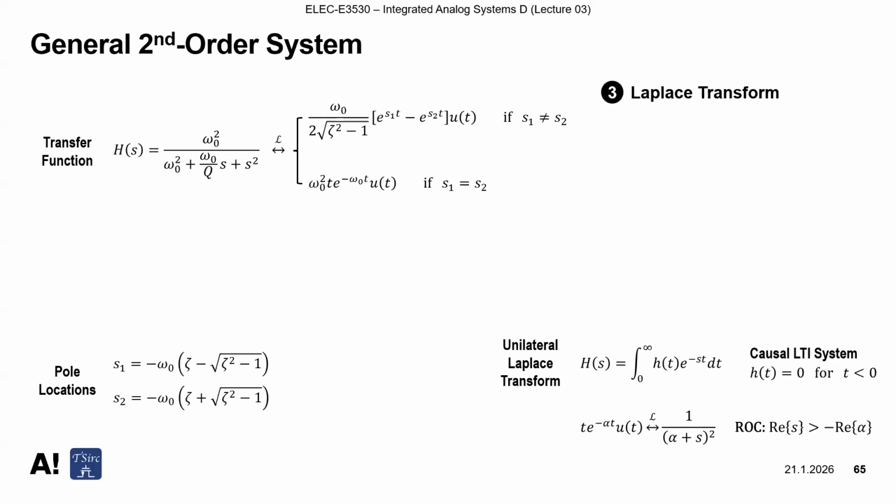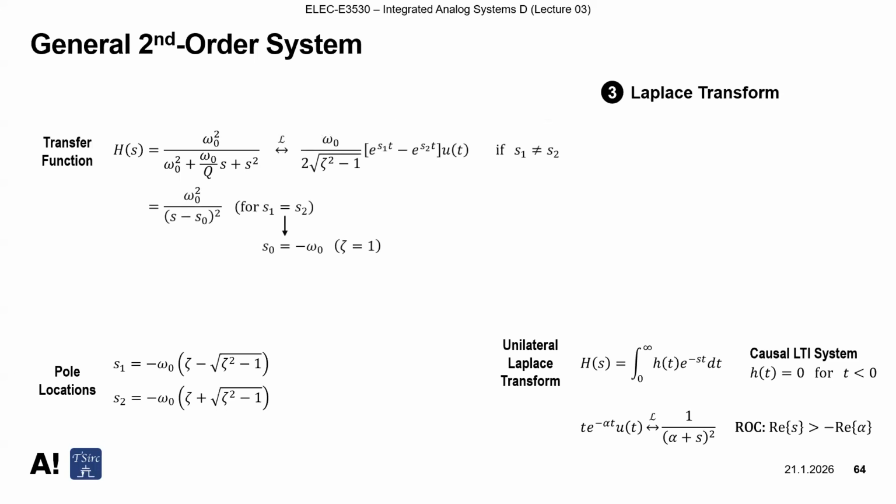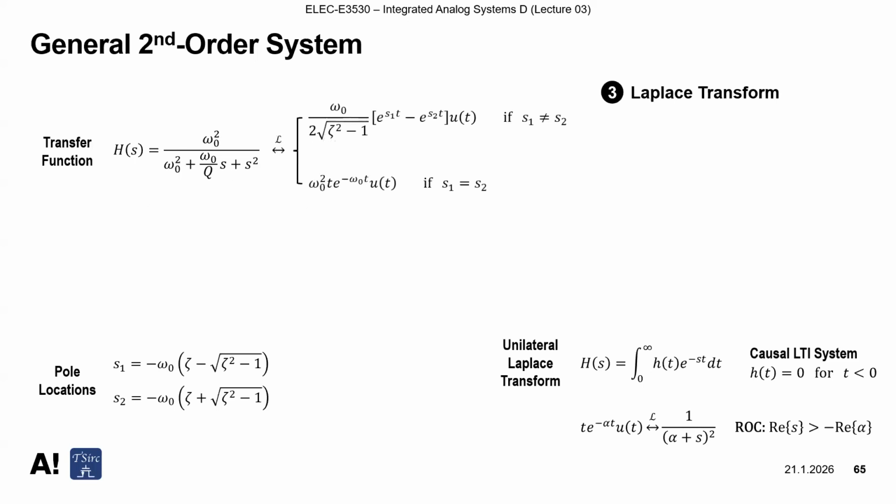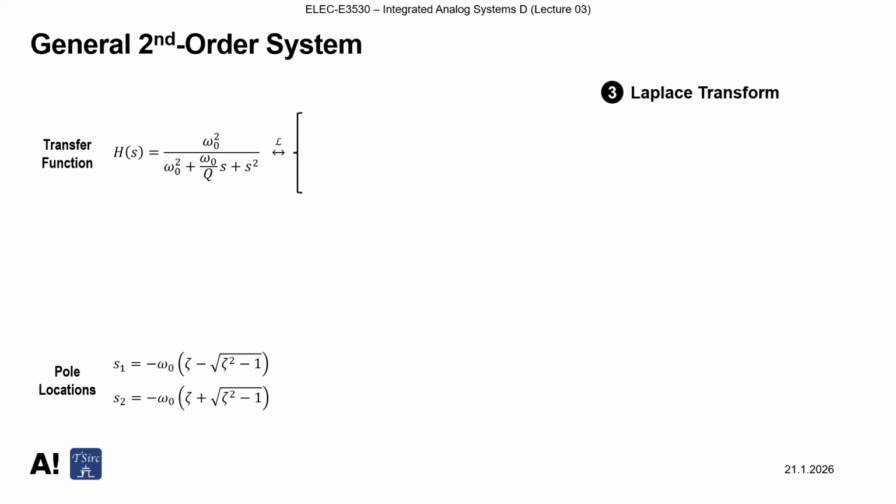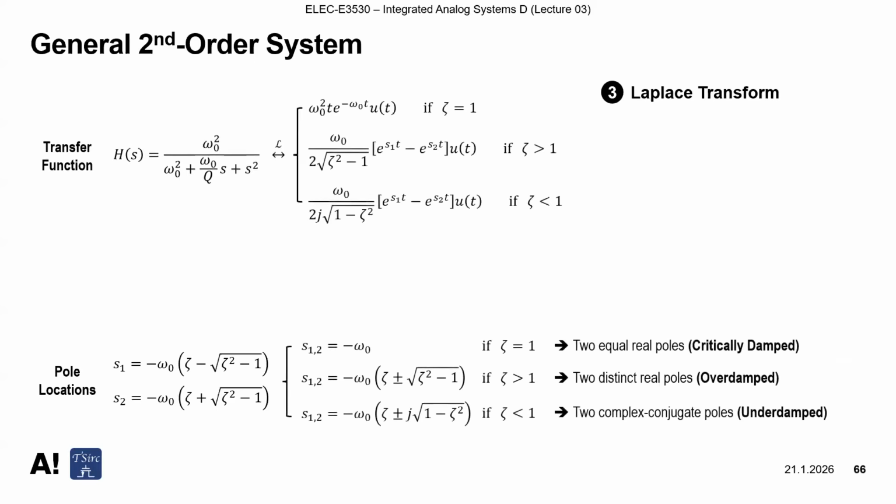So for the omega 0 term here, right, it goes to this side. And then we can further generalize our equations. For the transfer function, when we have S1 equal to S2, that goes to zeta equal to 1. If we have S1 not equal to S2, then we can further divide our zeta value. If zeta is larger than 1, then we have two distinct real poles. For zeta less than 1, we have two complex conjugate poles. This is what we discussed.